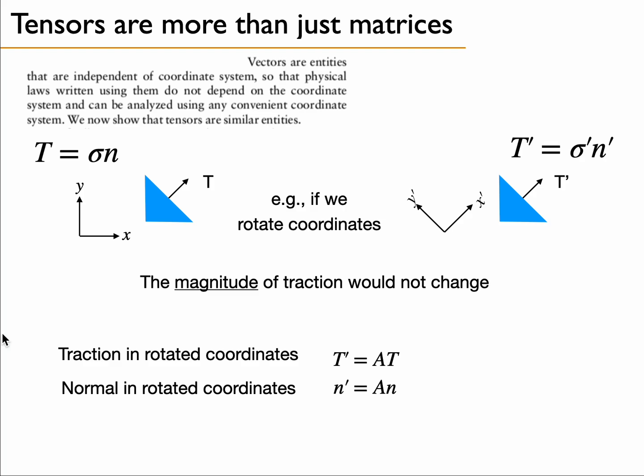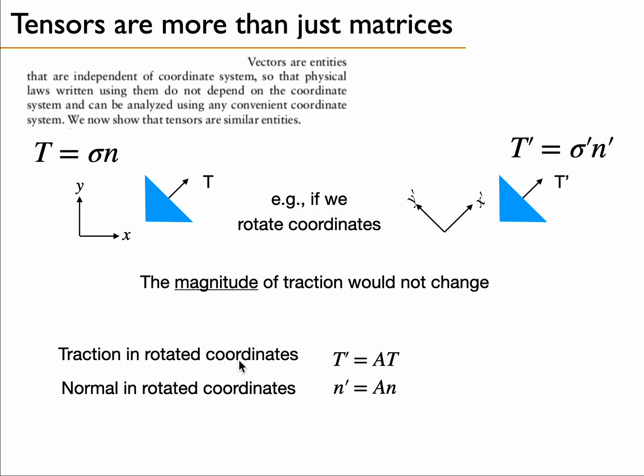You see the definition of the traction in the xy coordinates is sigma times n. In the rotated coordinates, t prime is sigma prime times n prime. And what matters is that whatever the way you observe the system, the magnitude of the traction should not change. It's not depending on the observer. It should be an intrinsic property.